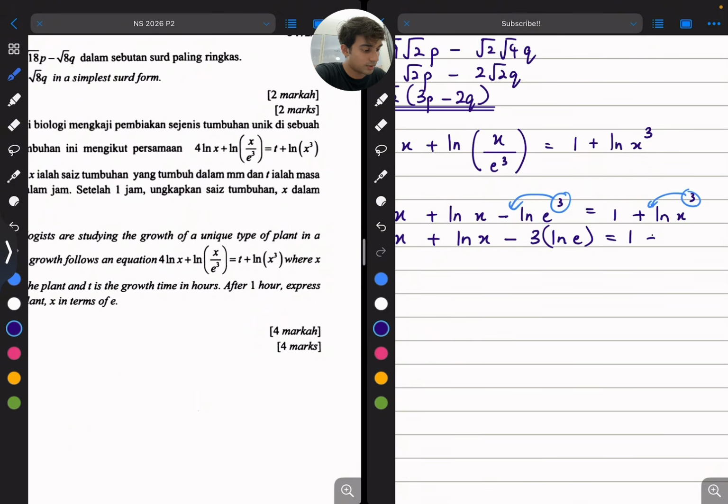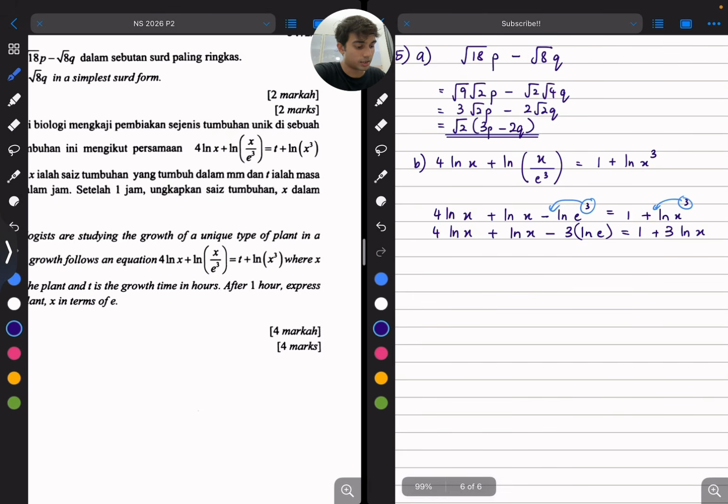Equals to 1 plus 3 ln x. Right, so all the ln x we bring to one side. So you can say 4 ln x plus ln x minus 3 ln x. And then this one will become a number, because ln e is 1.